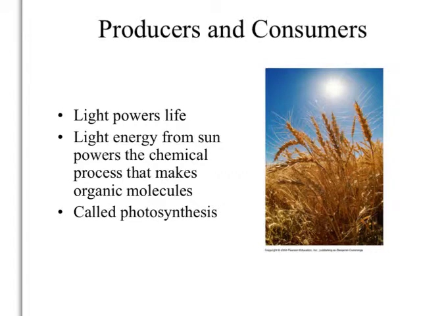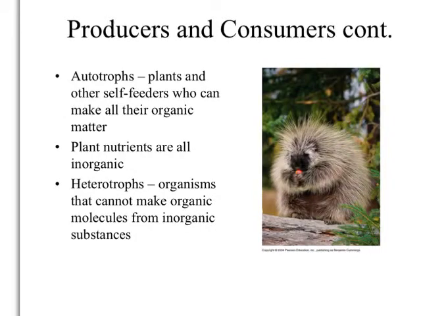And hopefully you recall from general biology that plants and other photosynthetic organisms are the ones that carry out this process of photosynthesis. When we talk about living organisms on this earth, there are basically two kinds: producers and consumers, or what we call autotrophs and heterotrophs. Autotrophs are the plants and other self-feeders, we call them, because they can make their own organic matter from the power of the sun. And so those are what we call producers or autotrophs.